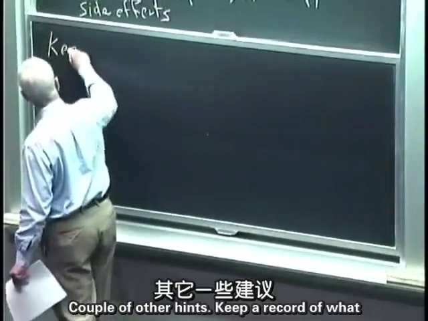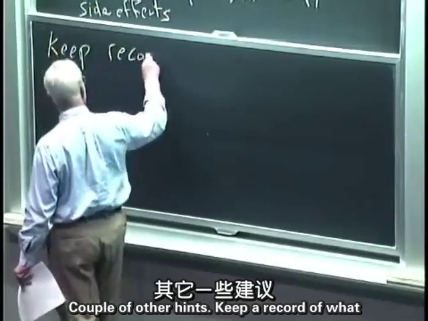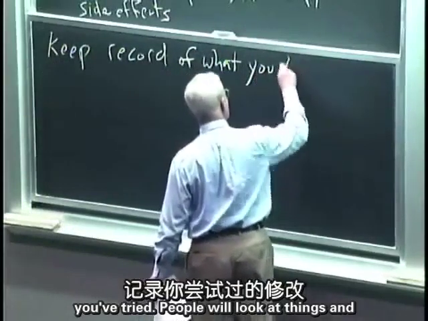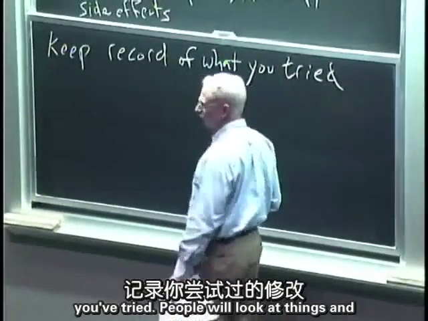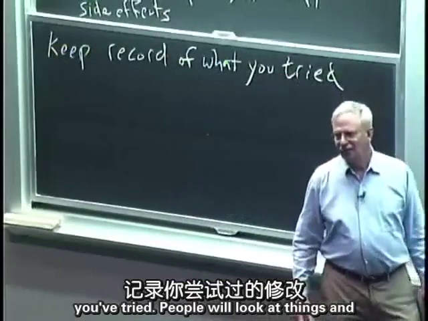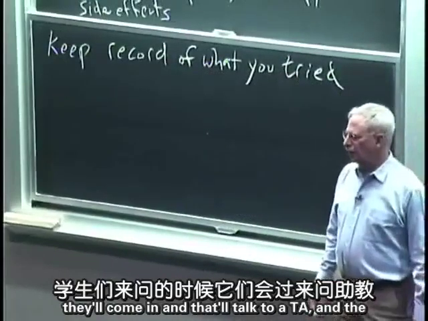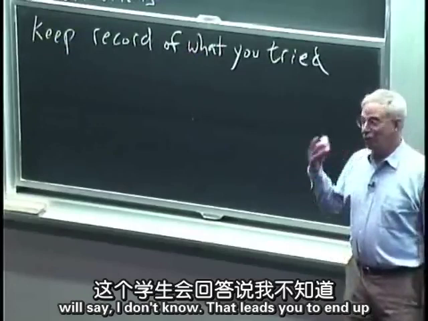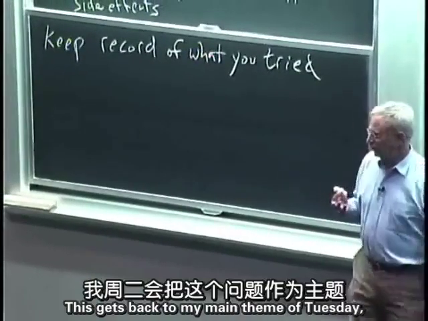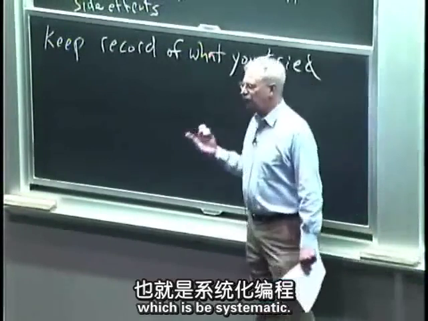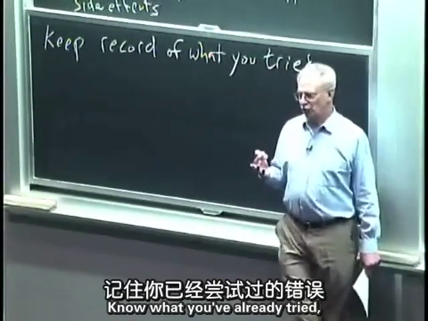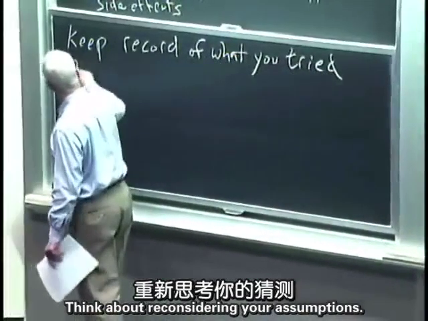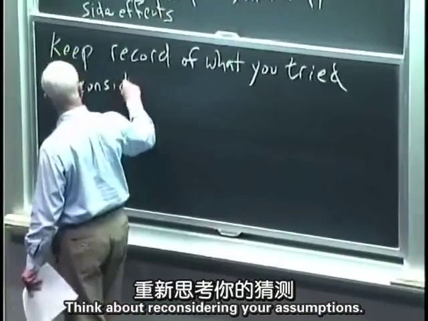Couple of other hints. Keep a record of what you've tried. People will come in and talk to a TA and the TA will say, did you try this? And the person will say, I don't know. That leads you to end up doing the same thing over and over again. This gets back to my main theme of Tuesday, which is be systematic. Know what you've already tried. Don't waste your time trying it again. Think about reconsidering your assumptions.